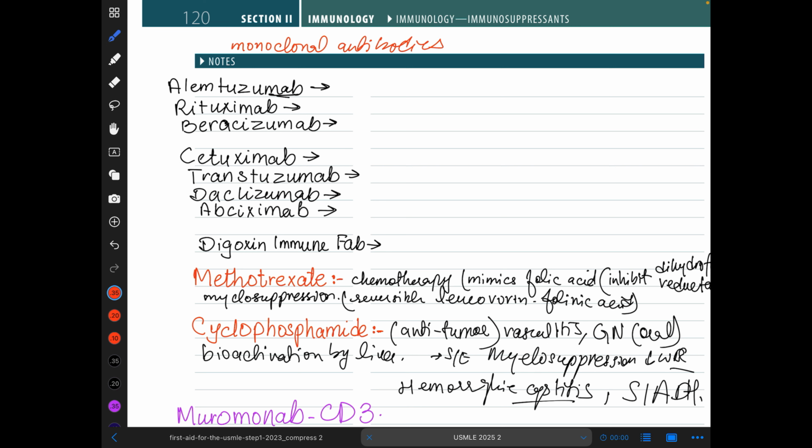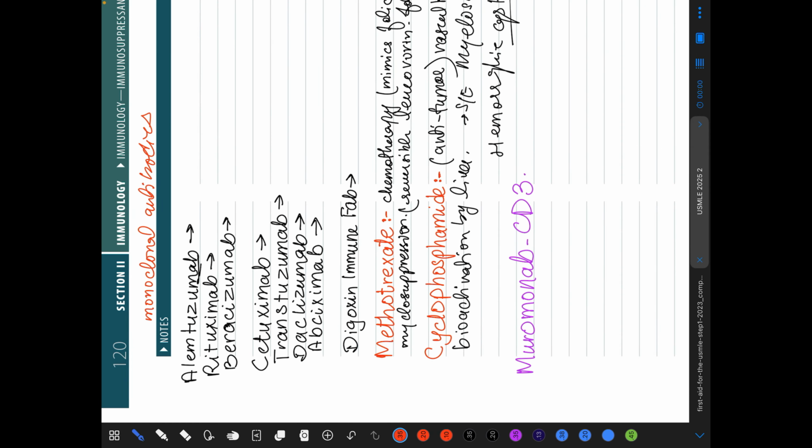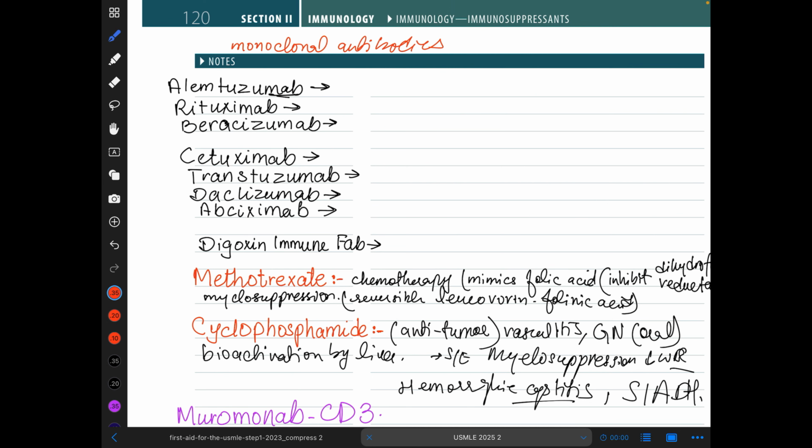First, we have alemtuzumab. Alemtuzumab basically blocks CD52, and it is used for chronic lymphocytic leukemia and multiple sclerosis. We have rituximab, which blocks CD20, and it is used for rheumatoid arthritis, chronic lymphocytic leukemia, multiple sclerosis, and lymphoma.